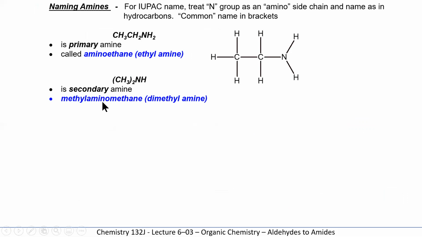In this case, we call it methylaminomethane. It's a 1-carbon chain, and we have a methyl attached to our amine, so we call it methylaminomethane, 1-carbon chain. Not really a chain, is it?